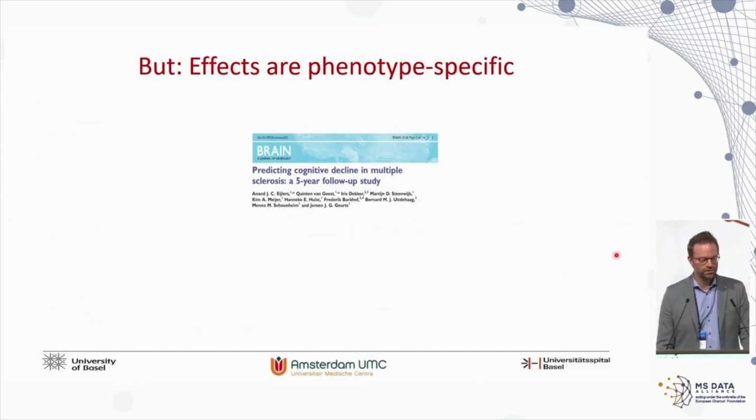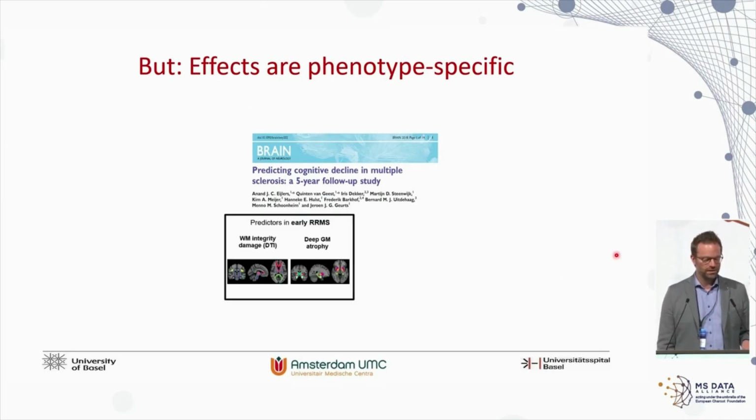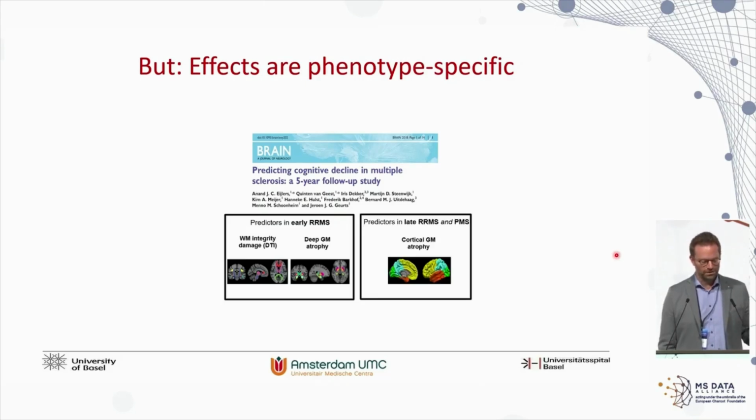But we also know that such effects are difficult and complex. There are some phenotype-specific effects, such as the predictive value of deep gray matter volumes and white matter atrophy, white matter lesions, which is really important in early MS, but less so in progressive stages of the disease, where it's mostly about cortical neurodegeneration. So this is information that we have to know, and we also maybe have to tell the models that there are different types of MS and that different types have different trajectories.